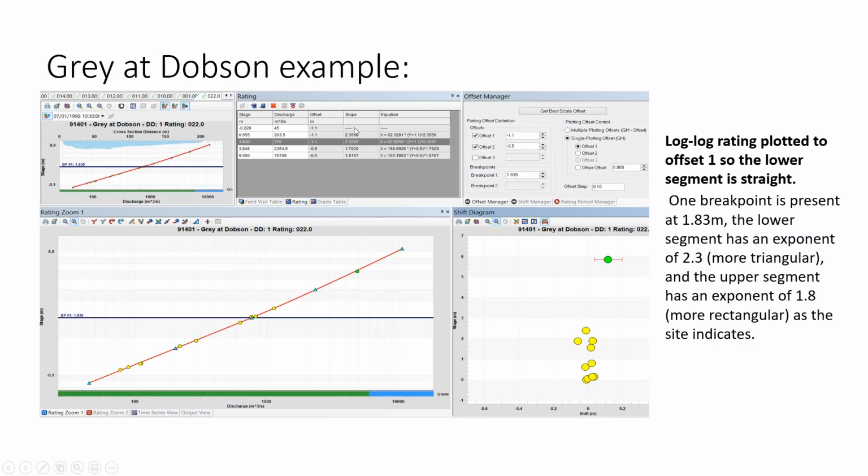So we're talking about exponents now. You can see it at the back of the equation here of 2.3, which is the slope. And the upper segment goes to a 1.8, which is characterized by just the hydraulics of the channel at the site.